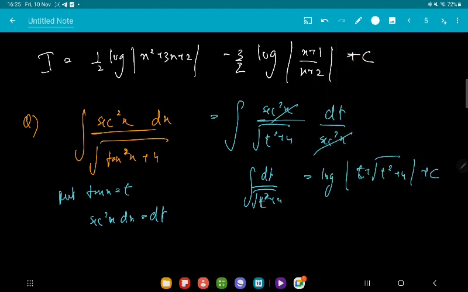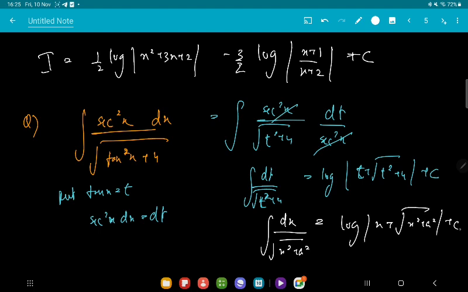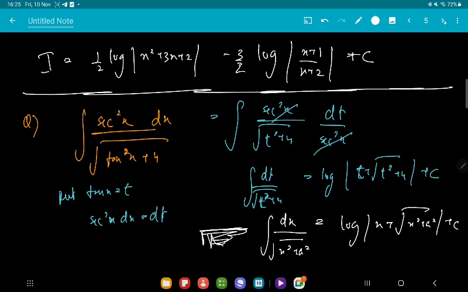I have used this formula: the integral of dx upon under root x square plus a square, which will be log x plus under root x square plus a square. You have to show your examiner this is the formula you are using. Okay. Kindly solve it on your own. Pause the video and then try to resolve it. Then see the solutions if you're not getting it.